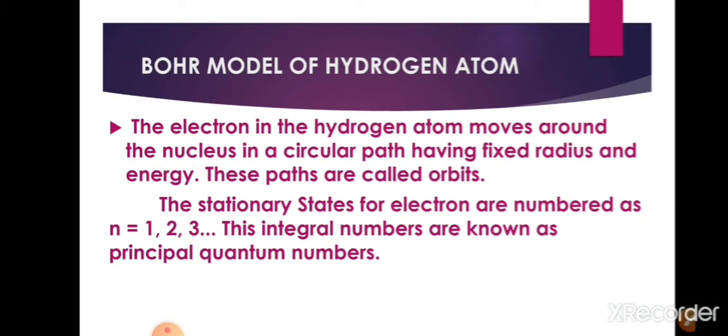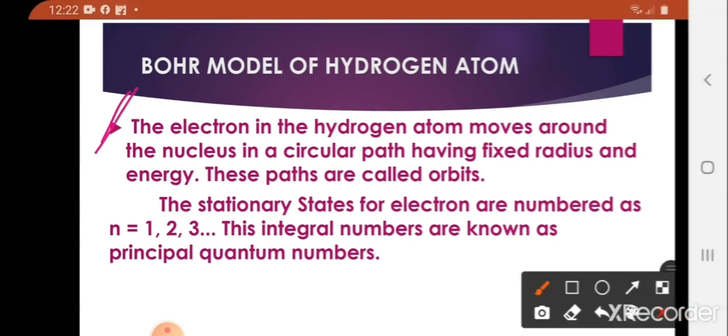There are some postulates in this Bohr model of hydrogen atom. Firstly, the electron in the hydrogen atom moves around the nucleus in a circular path having fixed radius and energy. That is, those circular paths have fixed radius and energy. These paths are called orbits. Otherwise, we call them stationary states or allowed energy states. But often we use the terms orbits or stationary states.